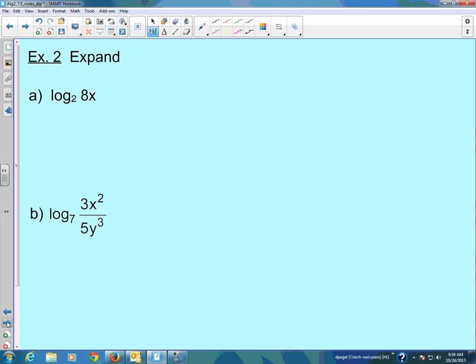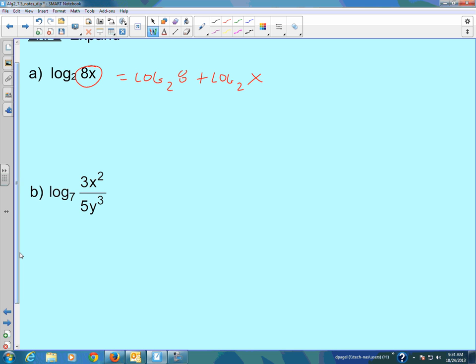So in this case, for A, that is a product going on right there, which means I can write this as log base 2 of 8 plus log base 2 of x. And now I've expanded this. We're not solving anything. We're just rewriting, changing the way that it looks. What about this next one here? I've got a little bit of everything going on with this next one here.